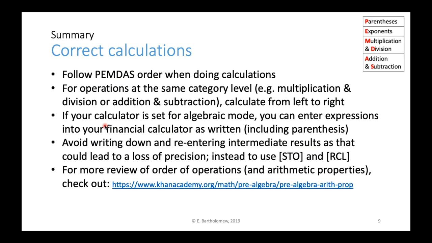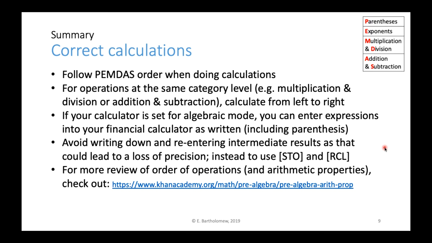So if we're set in algebraic mode, we should be able to enter it as it's written, properly interpreted, of course, including any parentheses, explicit or implicit, and you should get the correct result. Avoid writing down and re-entering intermediate results, as that could lead to loss of precision. So if you ever are in a situation where you have intermediate results that you need to save, use the store and reclaim keys for that, so that you preserve the maximum precision possible.